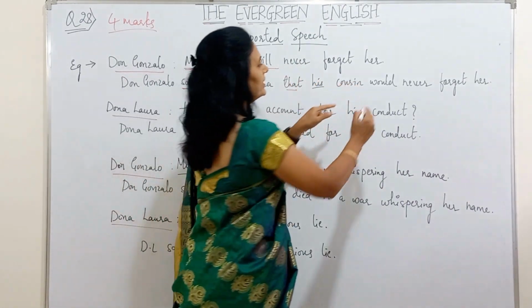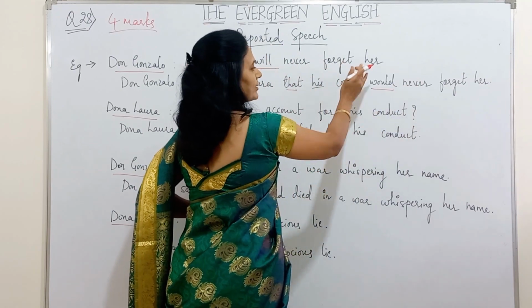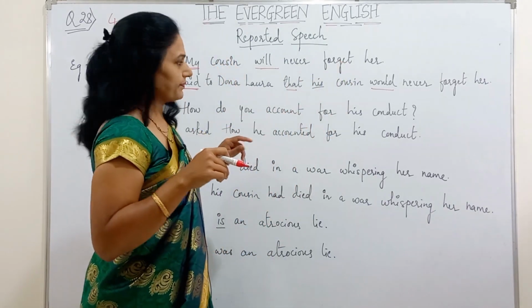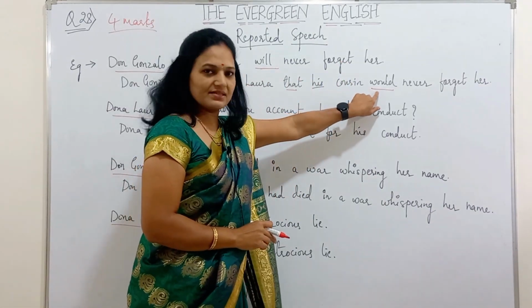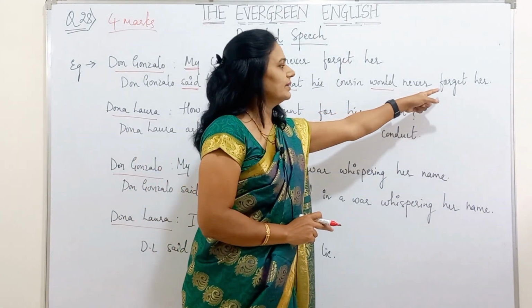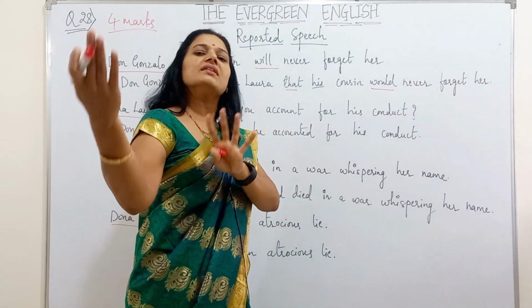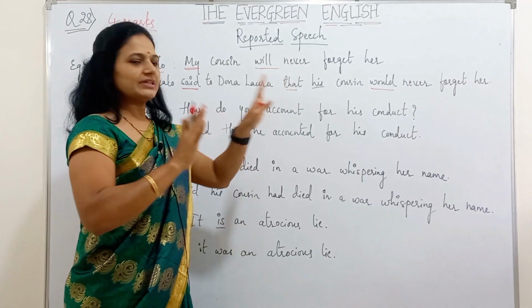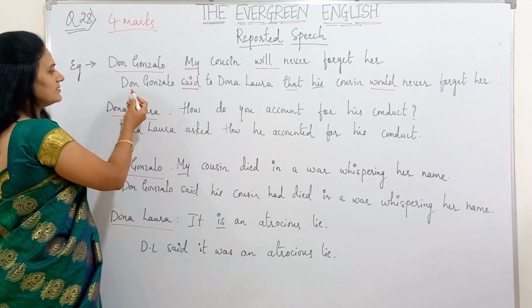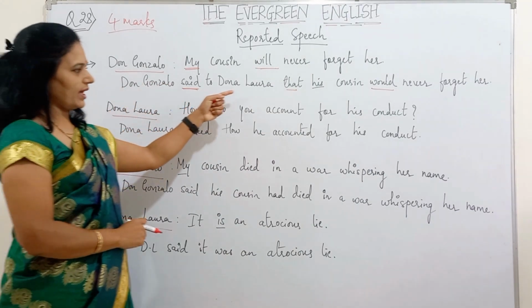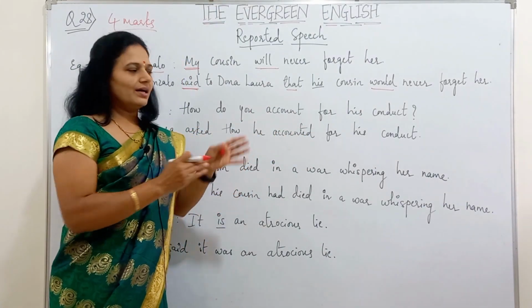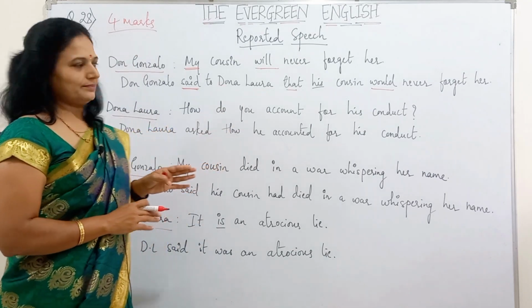His cousin would never forget her, the rest remains the same. We don't change forget to forgot, because I have already used the past tense here. So in the sentence I have already used past tense, so I keep forget as it is. Her is in the third person, so I will keep it the same. See here. Once again you can read the sentence. Don Gonzalo said to Laura that his cousin would never forget her. Clear? Read the sentence again and again. You'll get to know.